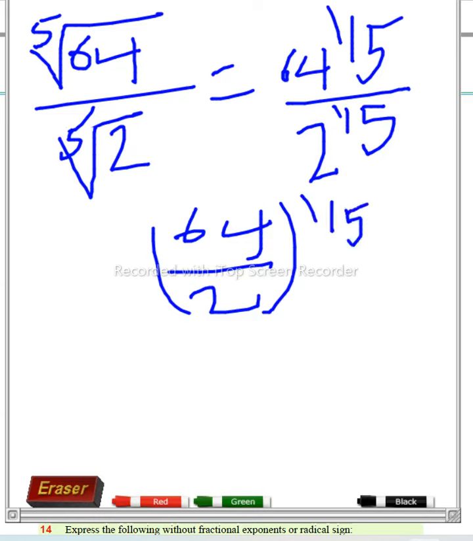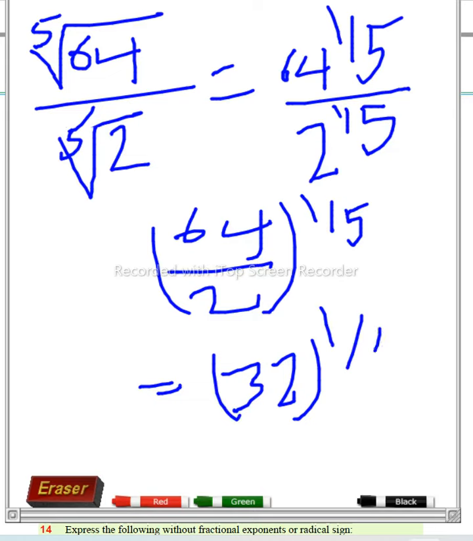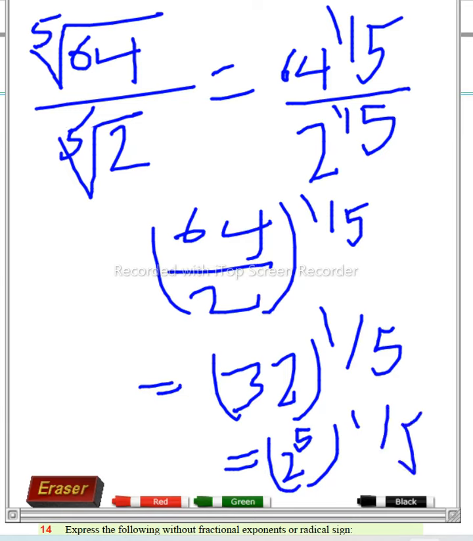Here 64 divided by 2, we get 32 the power of 1 over 5. This means 32 is 2 to the power of 5. Again we have 1 over 5. So 5 is cancelled by 5, and we finally get 2. 2 is the final answer for this question.